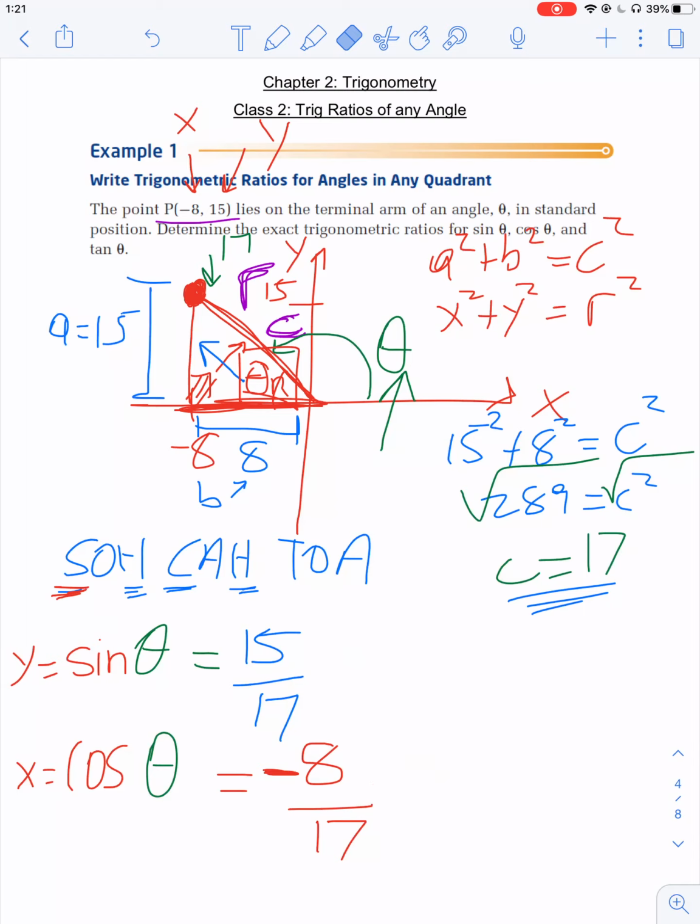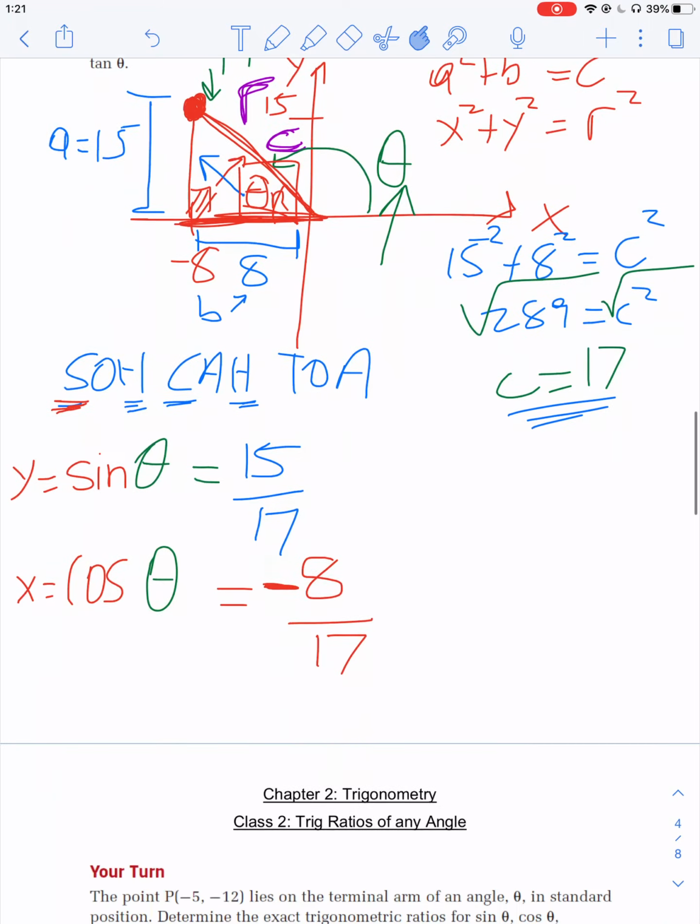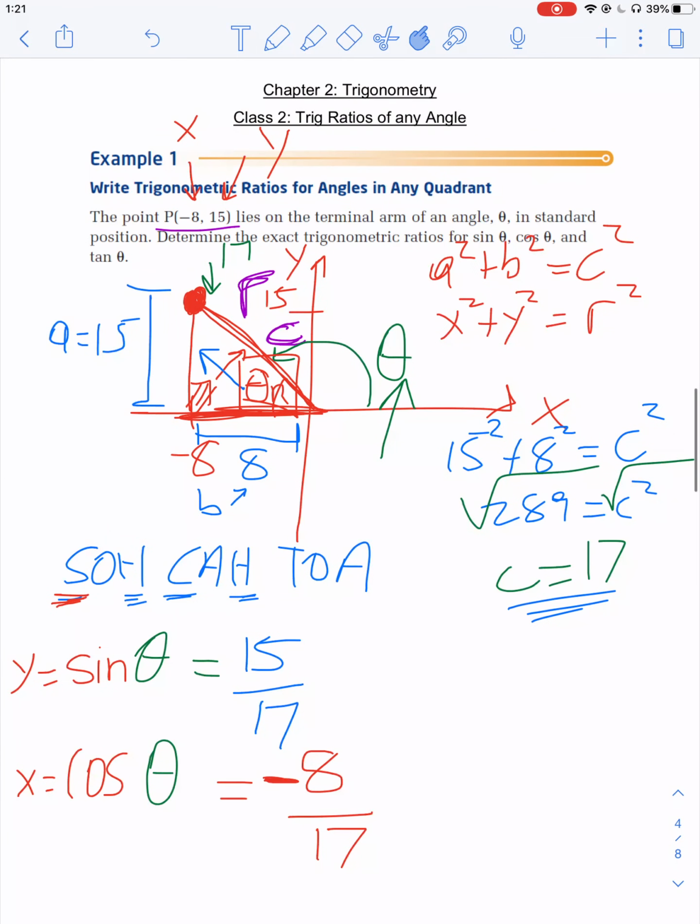And finally, tan theta. Tan is also kind of tricky. Tan theta is equal to, using SOHCAHTOA, opposite over adjacent. So by looking at my reference angle, my opposite side is 15, and my adjacent side is 8, okay?